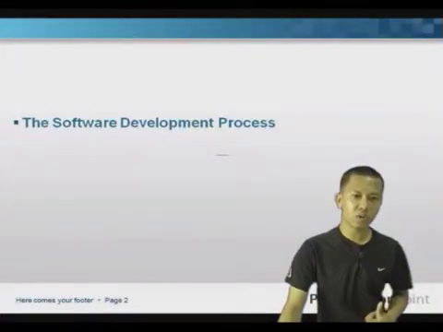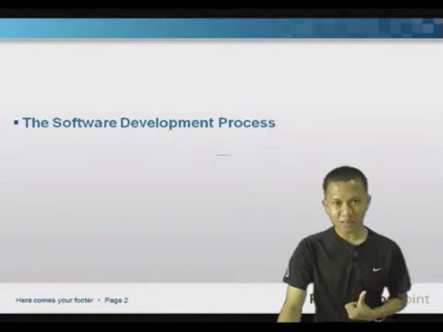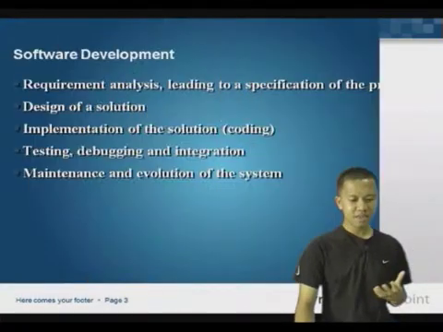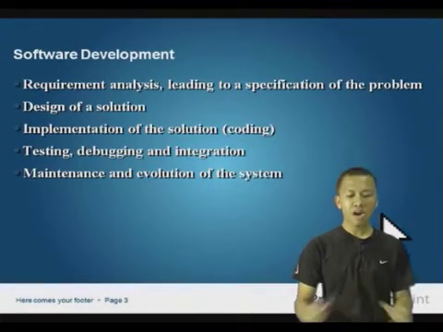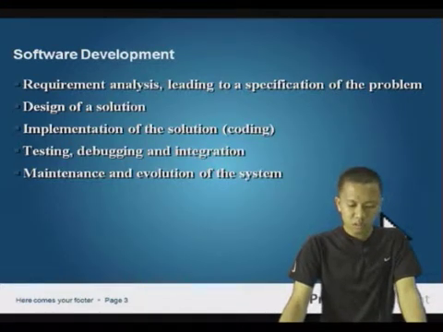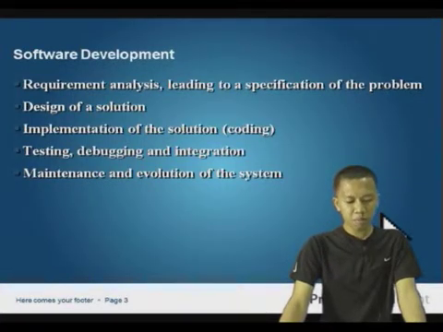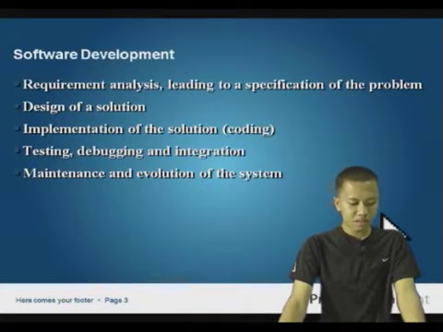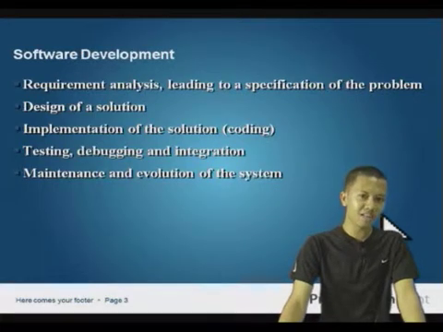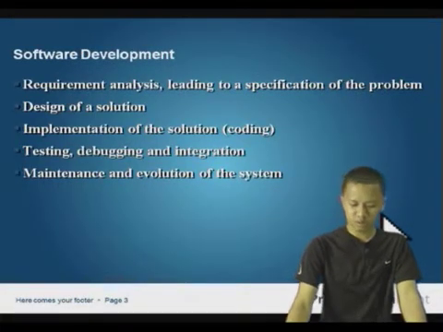So I'll talk about software design and implementation, or the process of software development. The software development process is a step-by-step process to create and develop a good system in your company. So let's start to talk about software development. First, requirement analysis leading to the specification of the problem. Second, design of the solution. Third, implementation of the solution, or coding, testing, debugging, and integration. And the last is maintenance and software evolution.